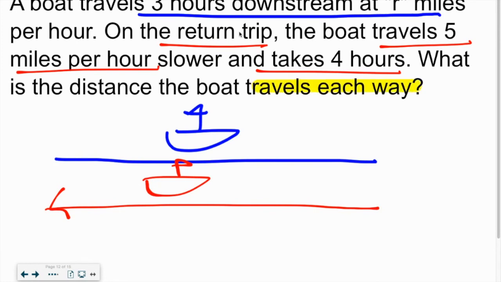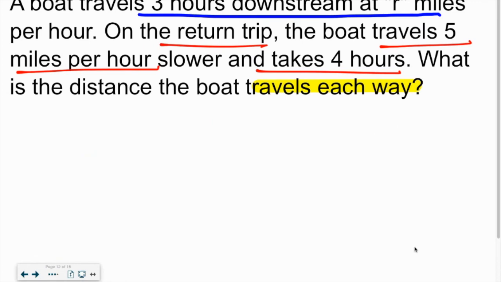Each way is the same distance down here. What is it? Good question. As you may or may not have caught on, we're going to have to write an equation that's probably going to have variables on both sides. So let's take a look at it.